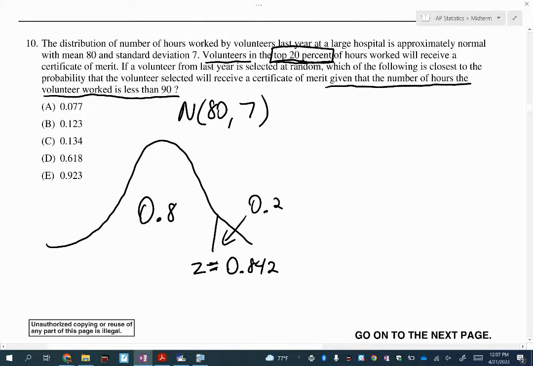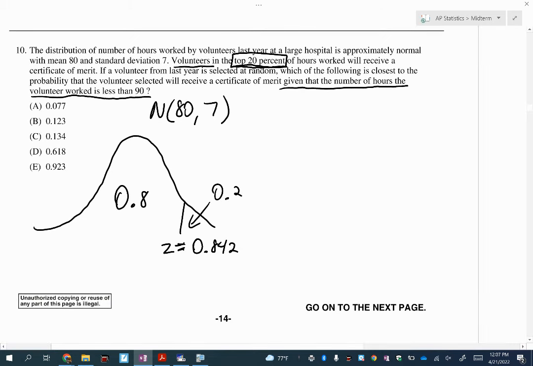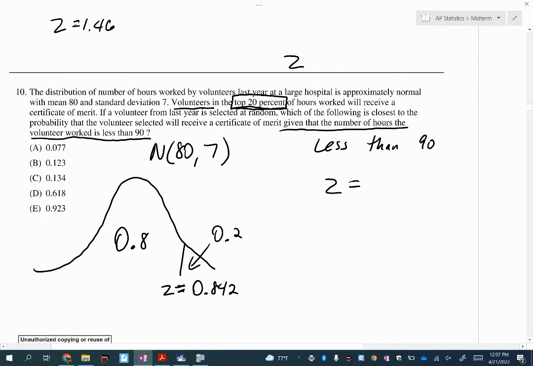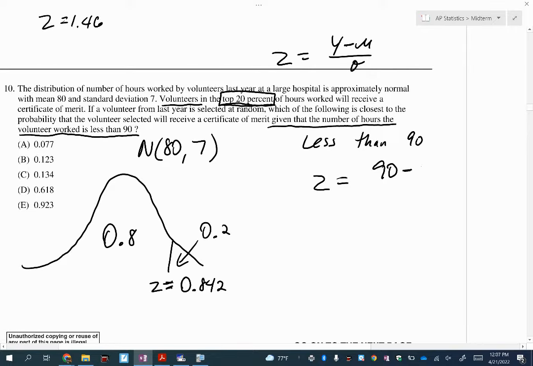Okay. Now it says that we're looking at those people that worked less than 90. So less than 90. All right, so here's what I did next. This is for less than 90. I went and found a z-score for this. So we're using that same formula. Okay, so we're saying 90 minus, what's the average number of hours worked by these volunteers? 80. And the standard deviation is 7. All right, so we can type this into the calculator. So 10/7.